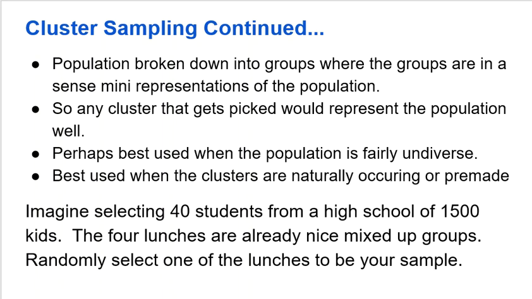Lunches. If you think about the four lunches, lunch A, B, C, and D, each lunch is kind of like a mini population. Each lunch has boys and girls. Each lunch has freshmen, sophomores, juniors, seniors. Each lunch has smart kids and dumb kids. Each lunch has different ages, different weights, different heights. Each lunch is like its own mini population. And then I label the lunches, and one lunch gets picked to be my entire sample.